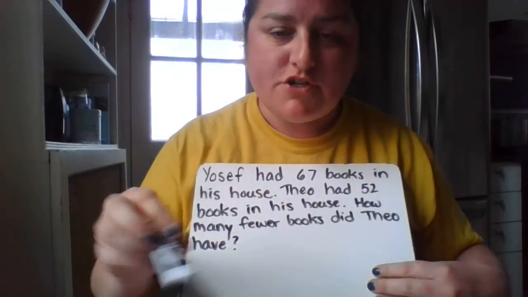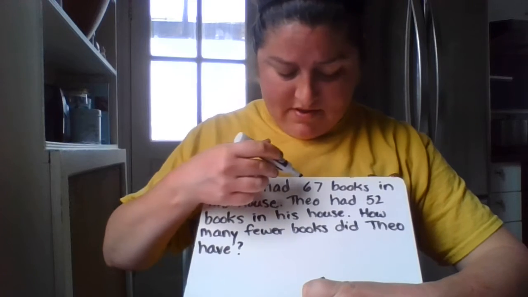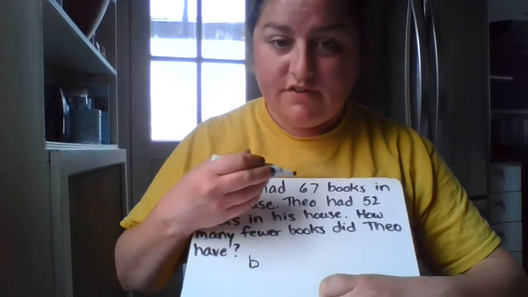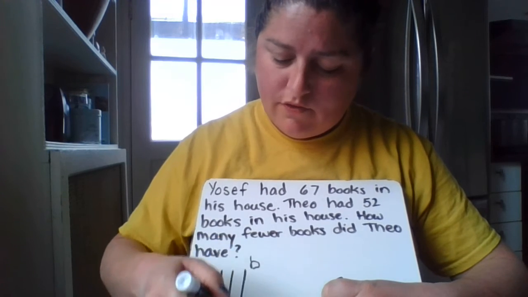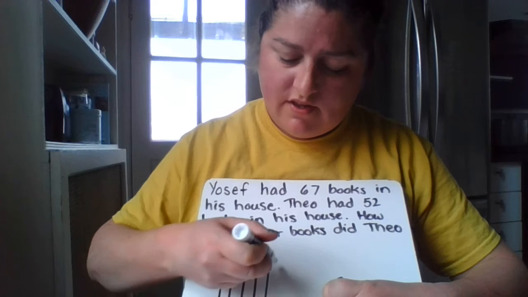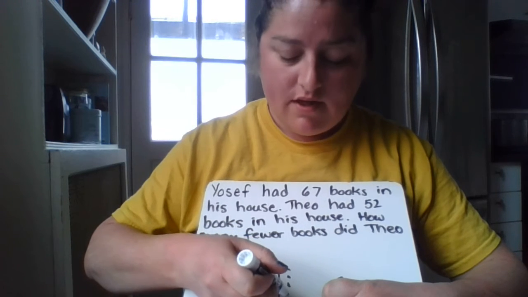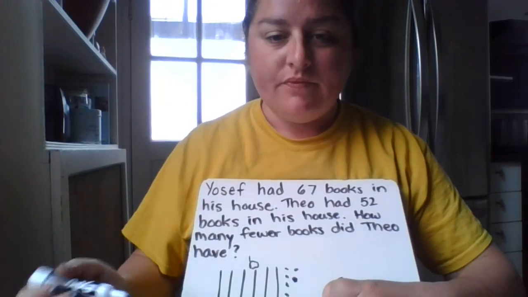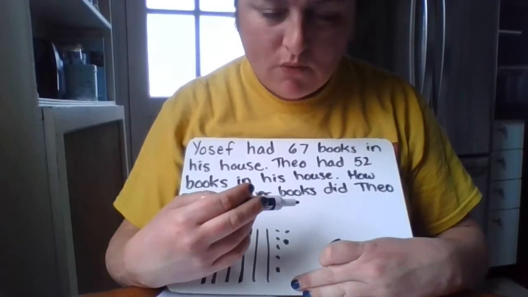Let's start off with our picture. Helps us organize our thoughts. So we have there are books, right? And we know we start with 67. 10, 20, 30, 40, 50, 60, 61, 62, 63, 64, 65, 66, 67. 67. Now, am I going to add 52 more?